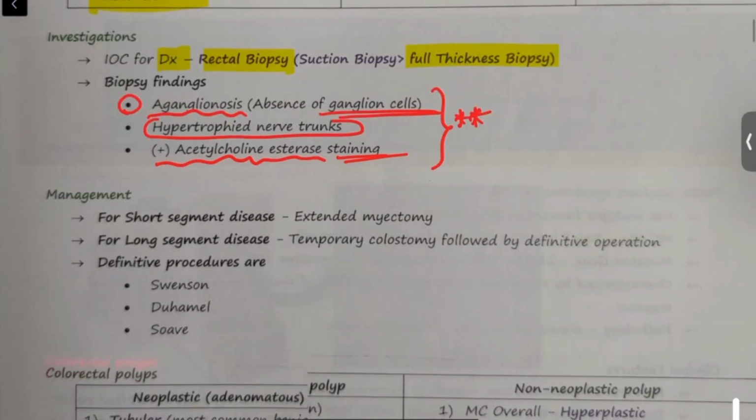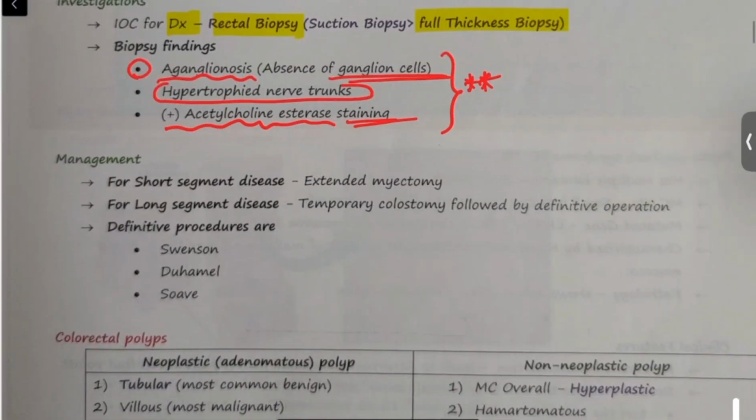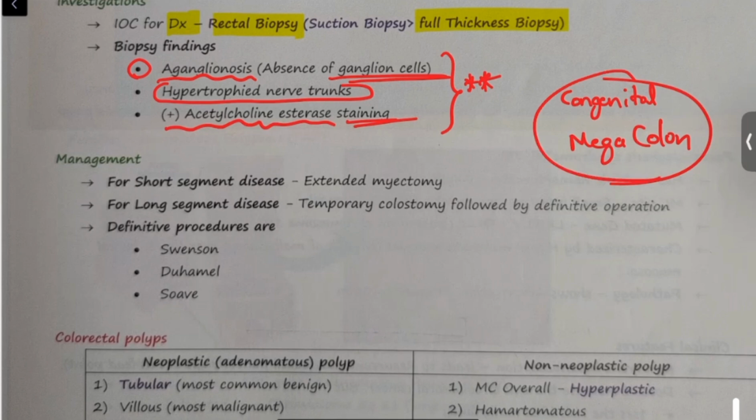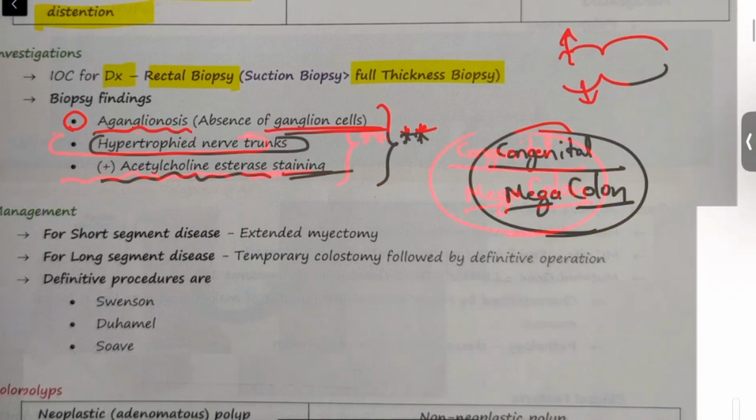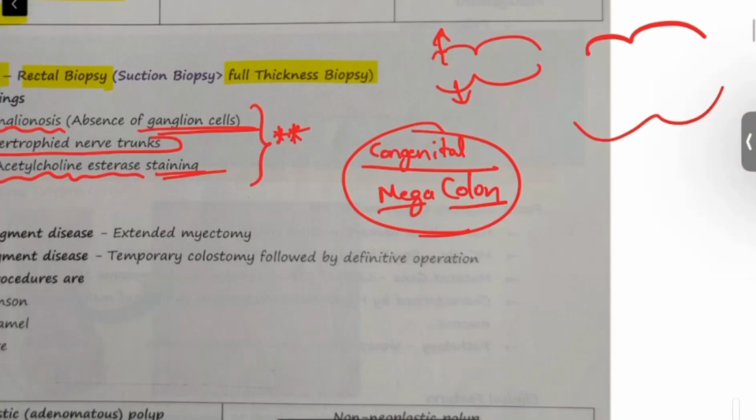So okay, after this we have come to know that this is Hirschsprung's disease, or this is also called congenital megacolon. Okay, so there is dilatation of the colon because there is absence of peristalsis. Whatever food is entering the colon gets accumulated there itself, leading to increased distension, and that leads to a bigger colon, which is called megacolon.